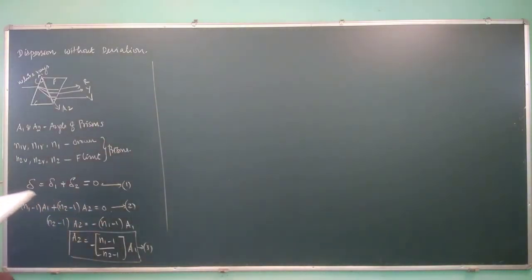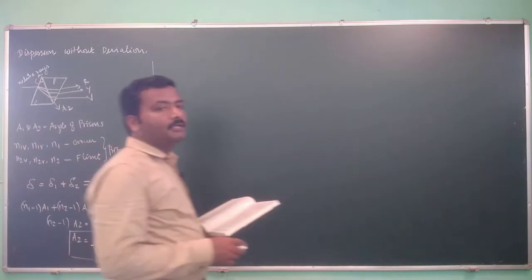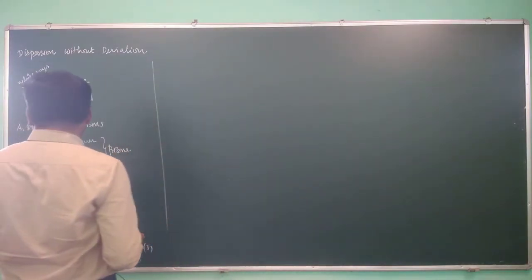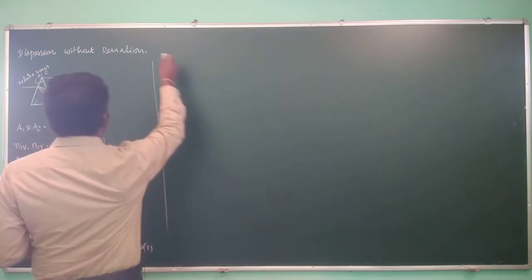So when we have the condition that deviation is equal to 0, delta must be equal to 0. We apply the equation for delta 1 and delta 2: n1 minus 1 into a1 plus n2 minus 1 into a2 equals 0. We have rewritten this equation 2 in terms of a2 in terms of a1. Here also the negative sign indicates that the deviations of the crown and the flint prisms are in opposite directions. Fine. Now the total dispersion produced by this prism.